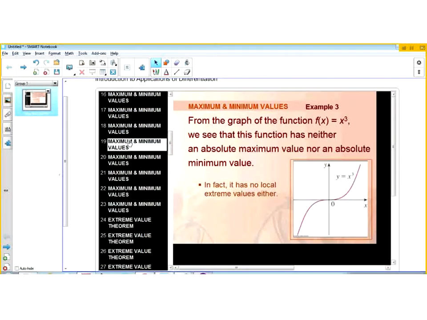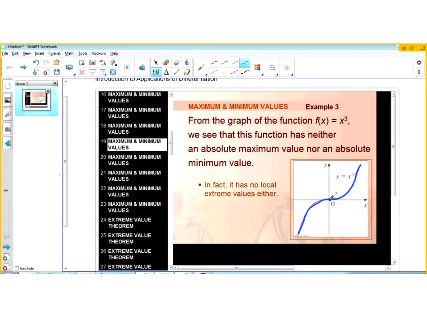Now consider the graph f of x equals x cubed. This function has neither an absolute maximum nor an absolute minimum. So it has no local extreme values, right? And one of the reasons why, as we alluded to in earlier lectures, is because y equals x cubed is a constantly increasing function. There's never a point of transition from increasing to decreasing. You never see any decreasing intervals along this graph, and because there's no transition, there can't be a local minimum nor a local maximum.